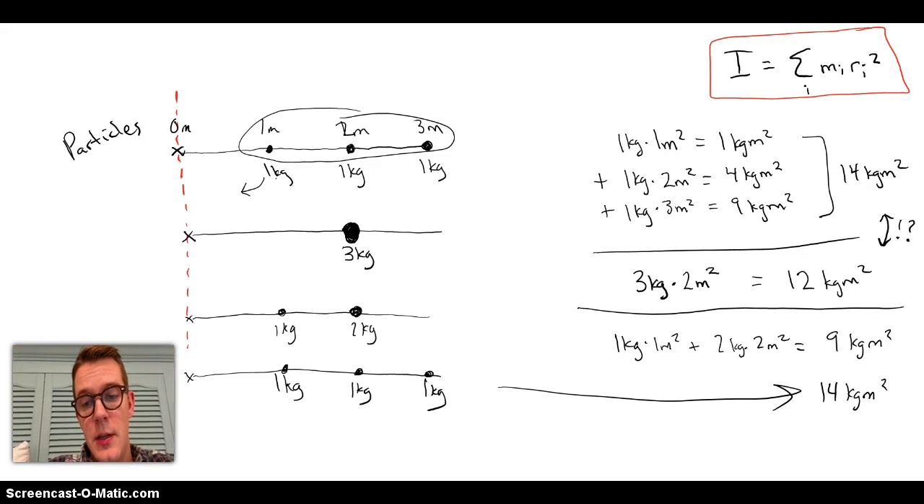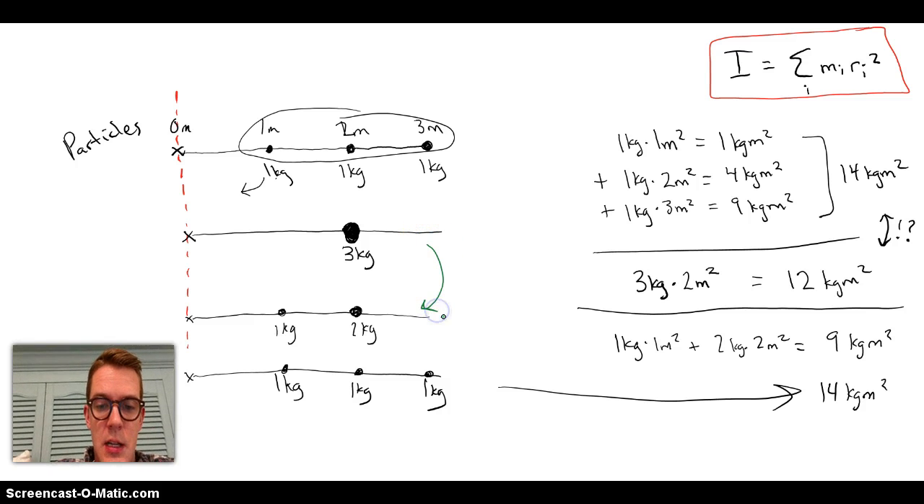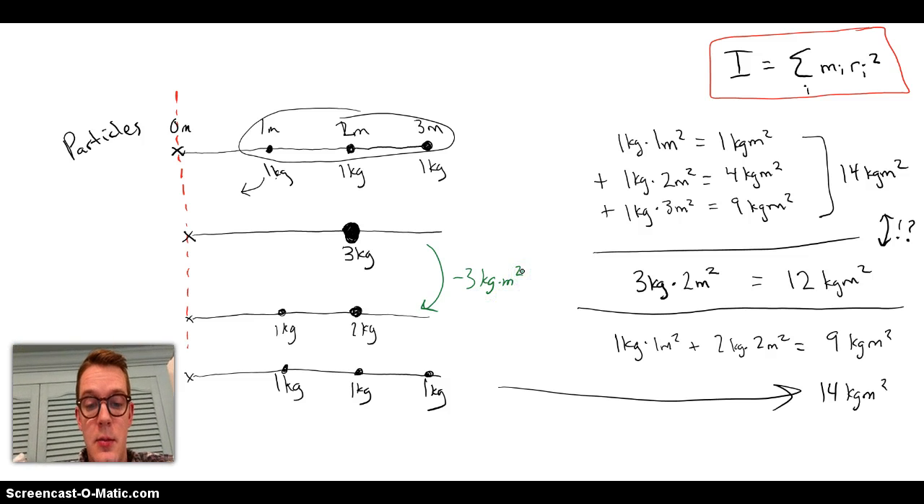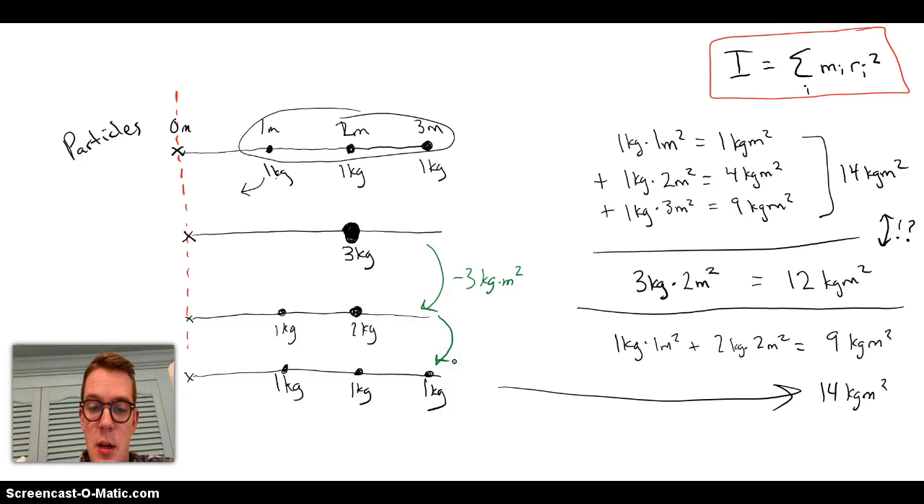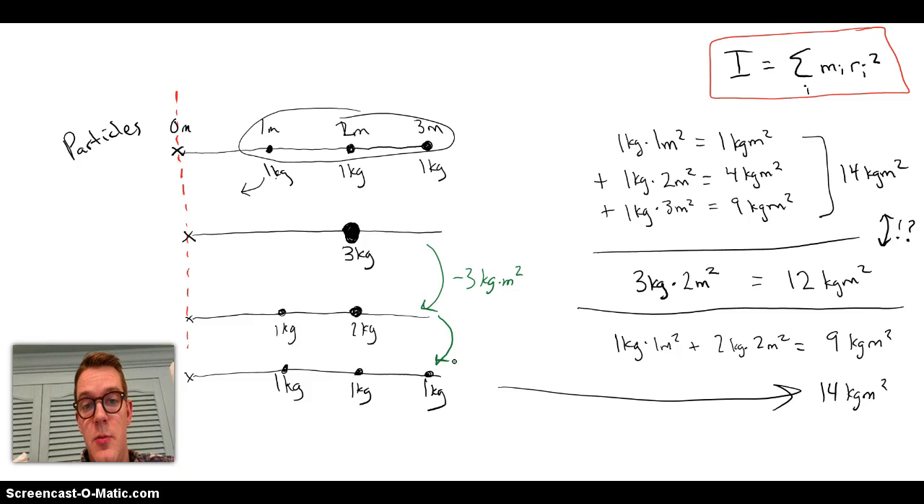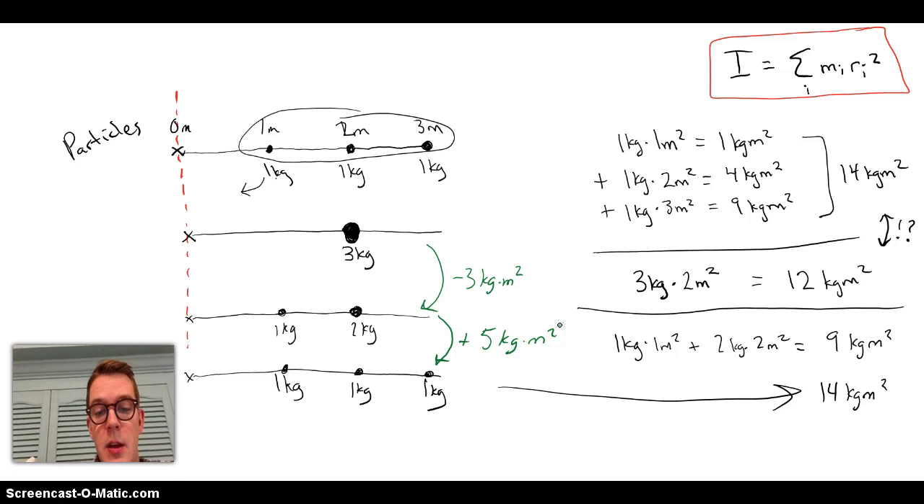Alright, so I hope you noticed that transitioning from this setup to that setup took away a little bit of the moment of inertia. It was 3 kilogram meters squared. We went from 12 to 9. But transitioning from this setup to that setup added to our moment of inertia. It made it bigger because we slid some of the mass farther away. And you can see that that actually added 5 kilogram meters squared.